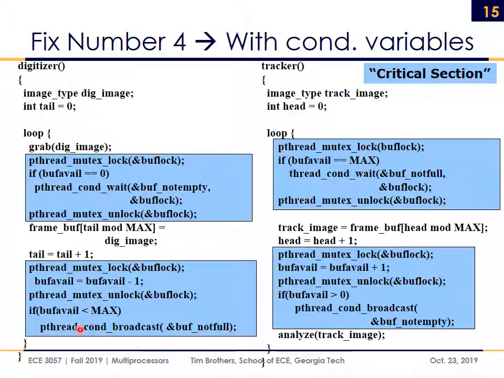Same thing happens here. If the buffer is available, buff not full will be set, and that buff not full will be sent to this side, and it will go on through. If this conditional check, if buff available is equal to max, is the only time it's going to go into this conditional wait. If the buffer is not full, this will continue straight through and execute the remainder of the code that is unchanged.